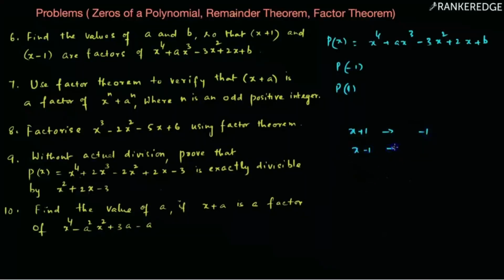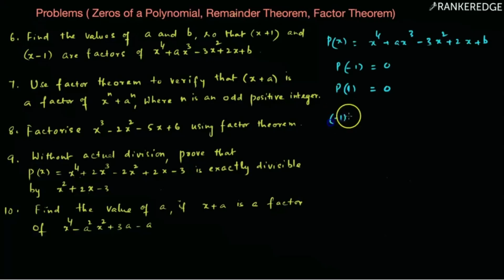For x minus 1, the zero of this polynomial is 1. So if I calculate p of minus 1, I get the remainder. If I calculate p of 1, I get the remainder when I divide that polynomial by x minus 1. But given that those two are factors, I can equate these two to 0, right? So let me erase this. So let's calculate p of minus 1.